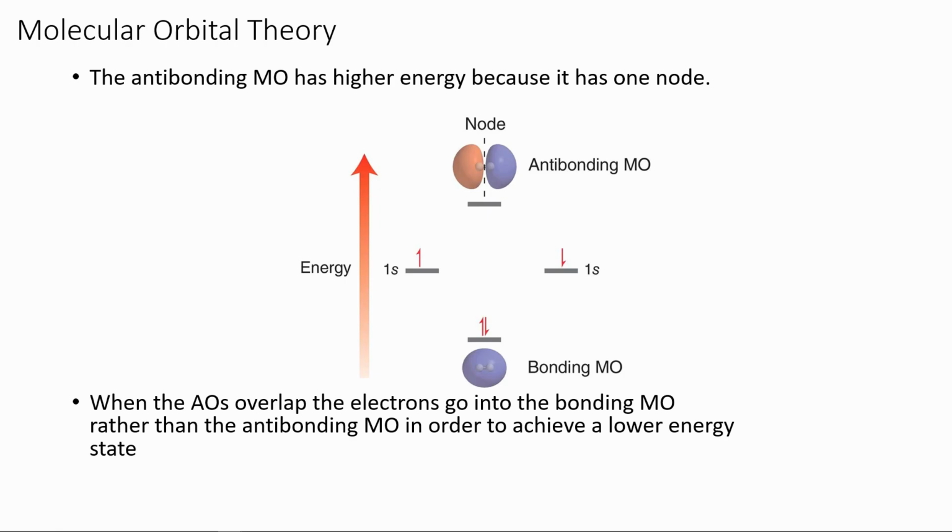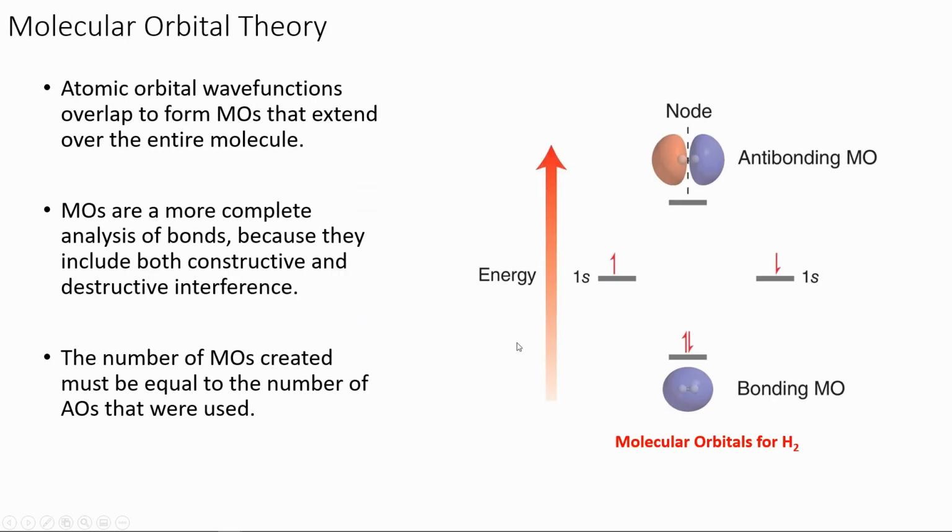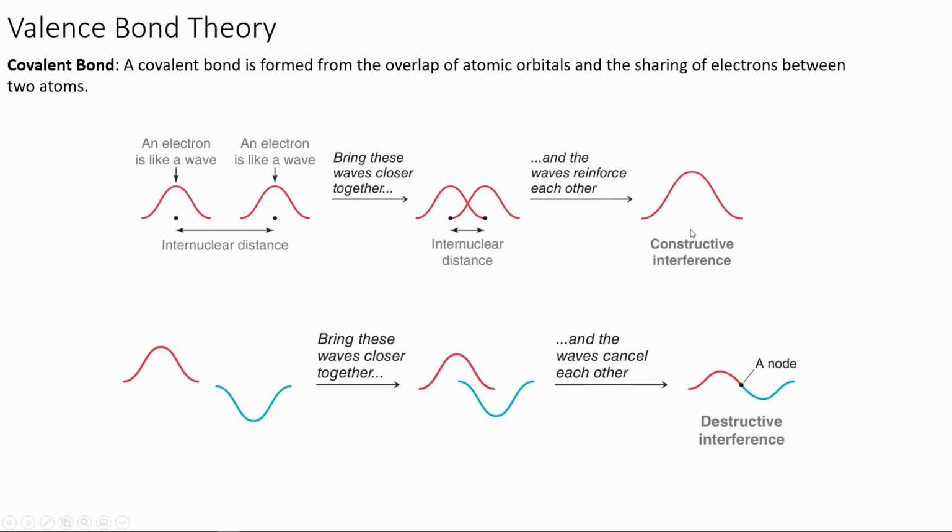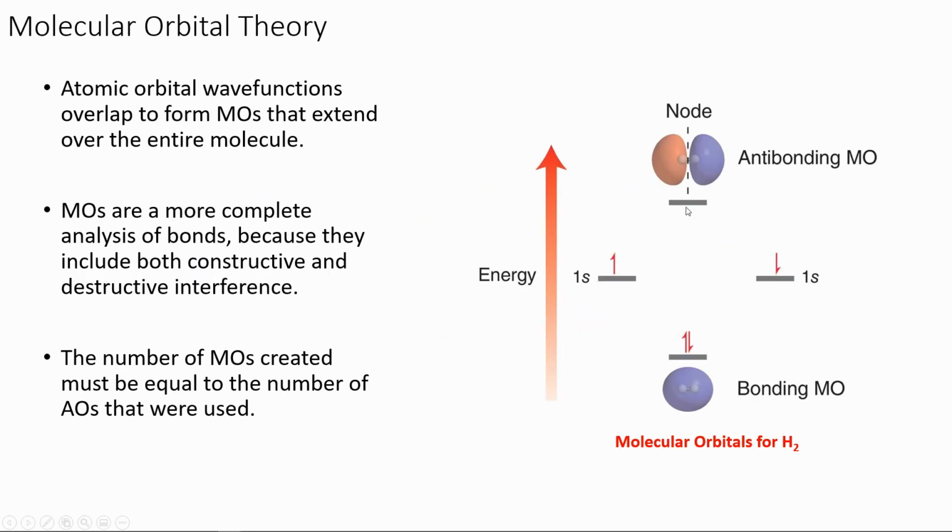So when the atomic orbitals overlap, the electrons are going to go into the bonding molecular orbital first. And this is because the bonding molecular orbital is going to have a lower amount of energy. If we go back and look at our wave functions here, we have a node in the destructive interference, and this is going to be a higher amount of energy compared to the constructive interference.